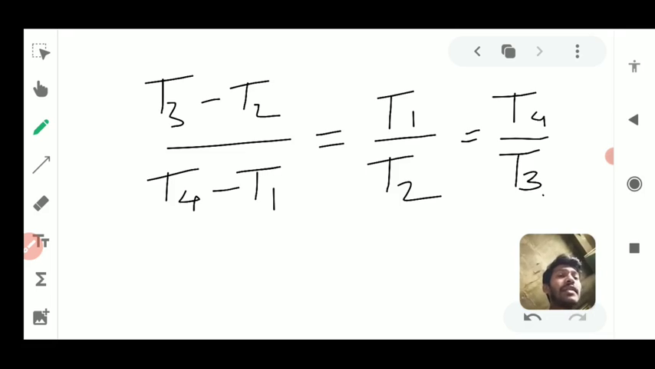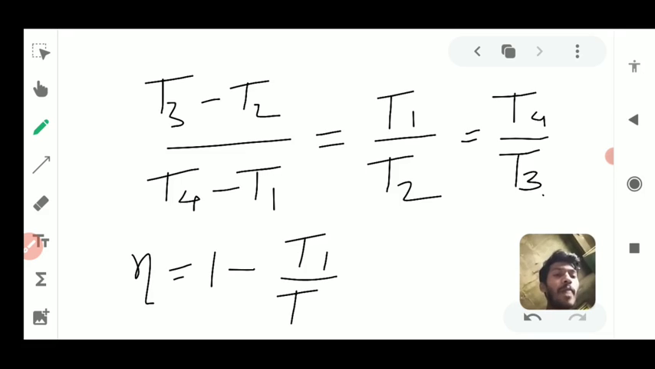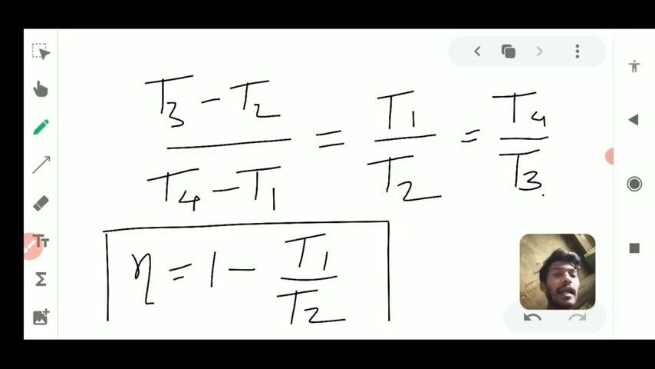So this ratio is exactly equal to T1 upon T2. So using this we can write eta is equal to 1 minus T1 upon T2. We will reconsider this while discussing the second law of thermodynamics.